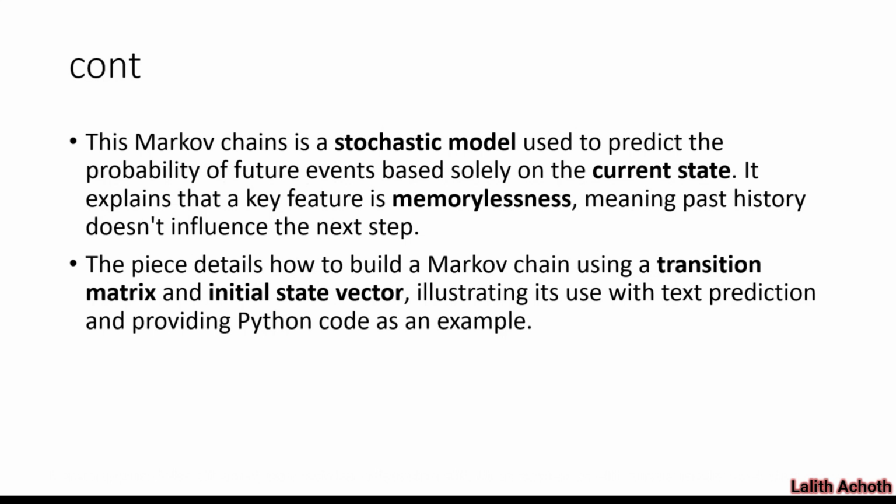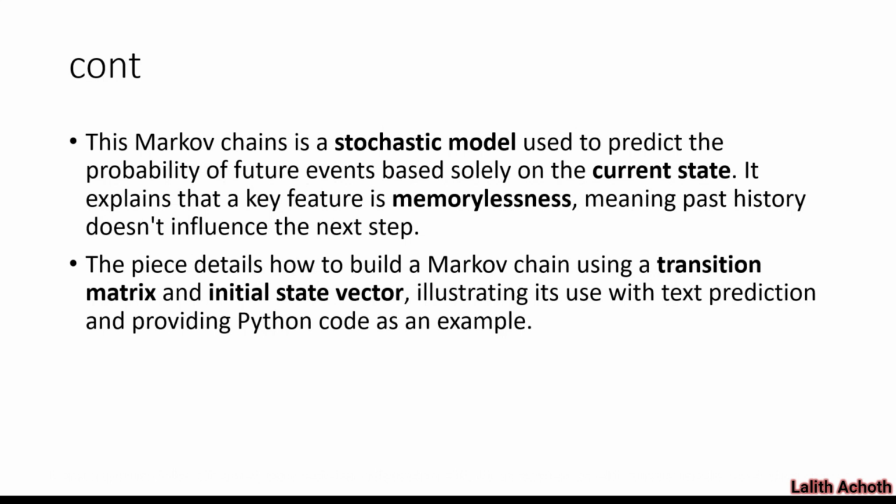The piece details how to build a Markov chain using a transition matrix and an initial state. These are the important things that you have. You should get the transition probabilities, and you have to evolve it, and that is the great challenge. So I illustrate this not in text prediction, but in international trade, in agricultural commodities from India, which I am going to show along with a few Python and other code.